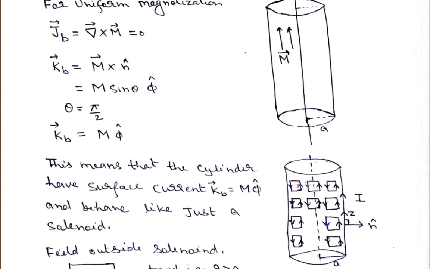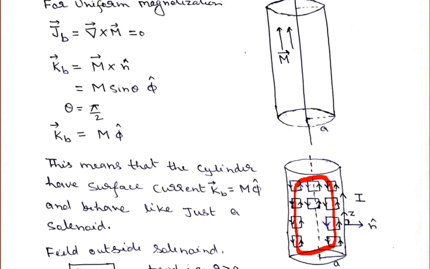All these internal currents will cancel each other, and only the currents on the surface remain. So these remaining currents contribute a net current on the surface. That is why, if you find the volume bound current density due to uniform magnetization, del cross M, it is equal to 0, because the internal currents cancel out each other.